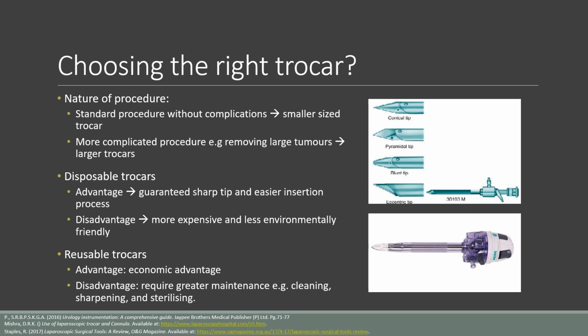The picture on the top right over here shows you some tips that are present in reusable trocars. The most common tip that is used is a pyramidal tip. And these are just some pictures of some trocars, and that's a port. You can see the cannula and then the trocar.